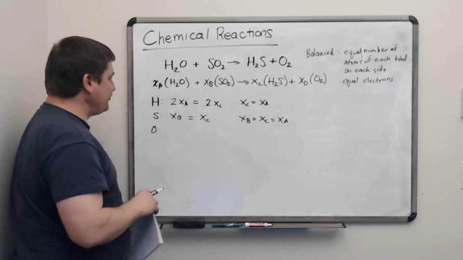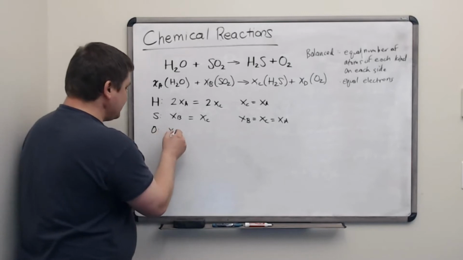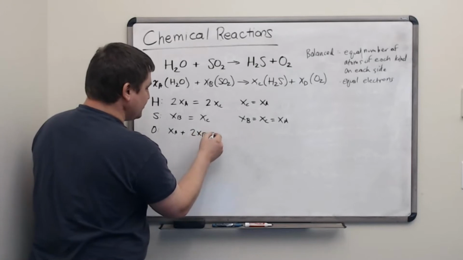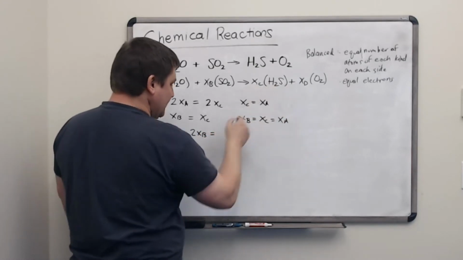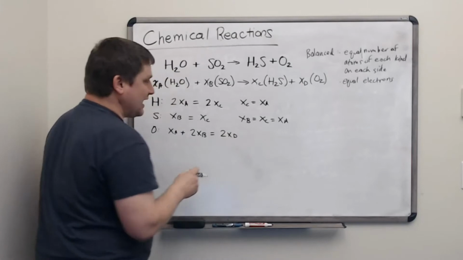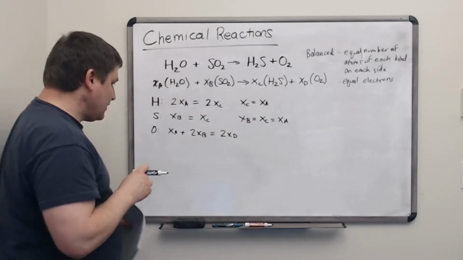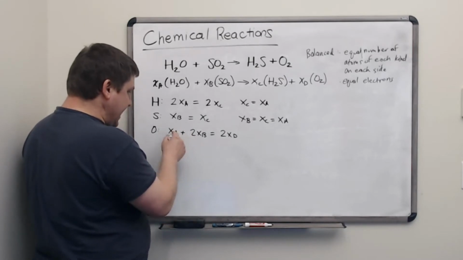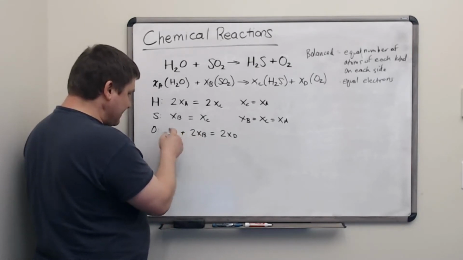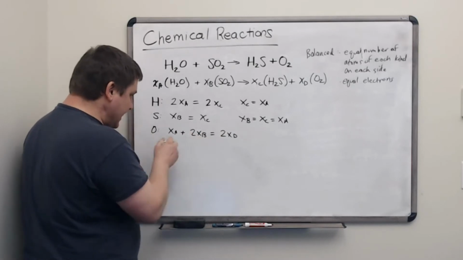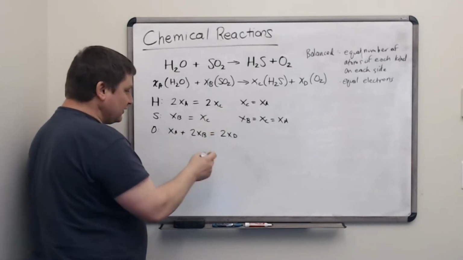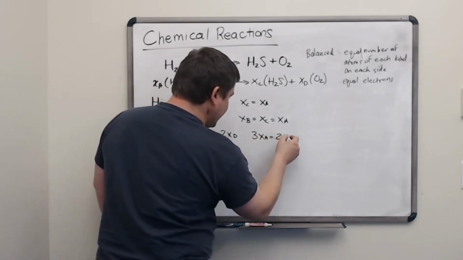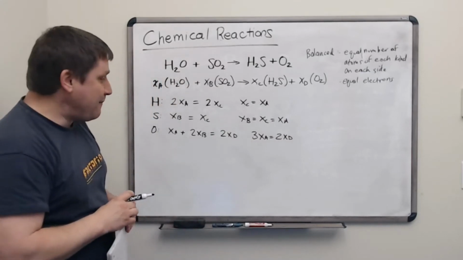Finally, we'll look at the oxygen. We've got XA from the water, we've got 2XB from the SO2, we have none here, and then we have 2XD from the oxygen O2 gas. So this equation tells us then that XA plus 2XB must be 2XD. XA and XB we already concluded were equal, so this is going to be equivalent to saying that 3XA must be equal to 2XD when the equation is balanced.